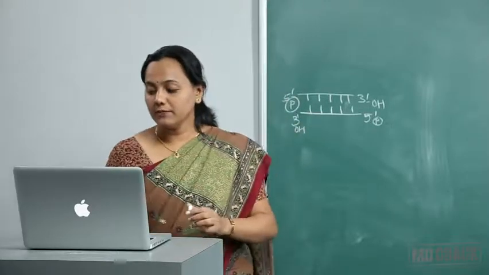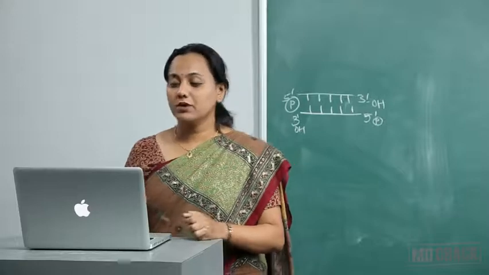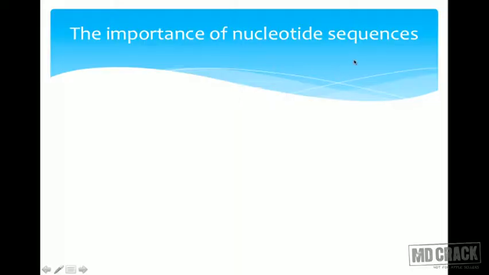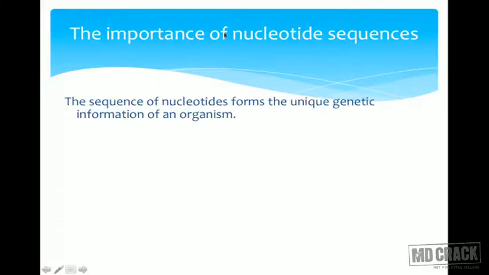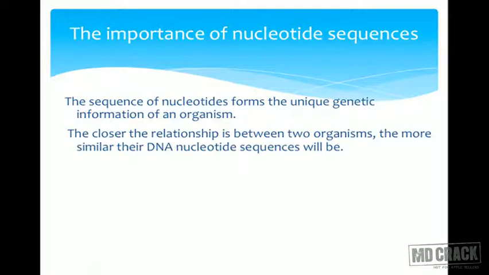What is the importance of this nucleotide sequence? As I said, the sequence of the bases is important. It forms the unique genetic information of an organism. This organism will have this nucleotide sequence. The uniqueness of that organism is because of the nucleotide sequence.